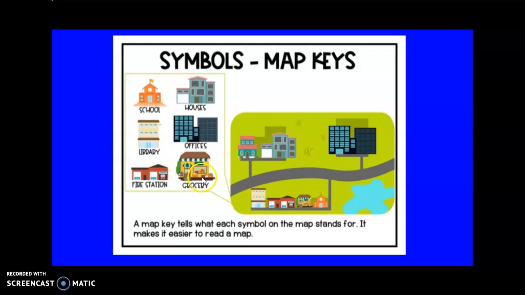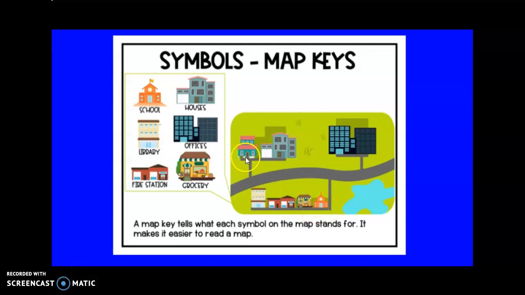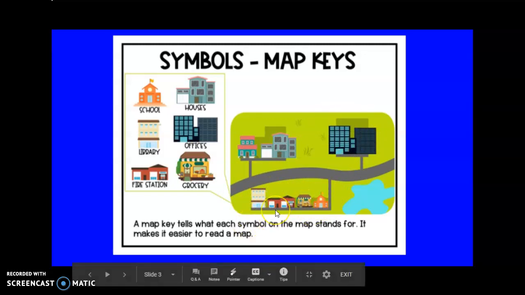And then we have our grocery. So here's our grocery store, which is next to the school. The only thing we don't have a symbol for is this right here. So I'm not sure what this is. But I know that these are houses, library, fire station, grocery, school, and offices.